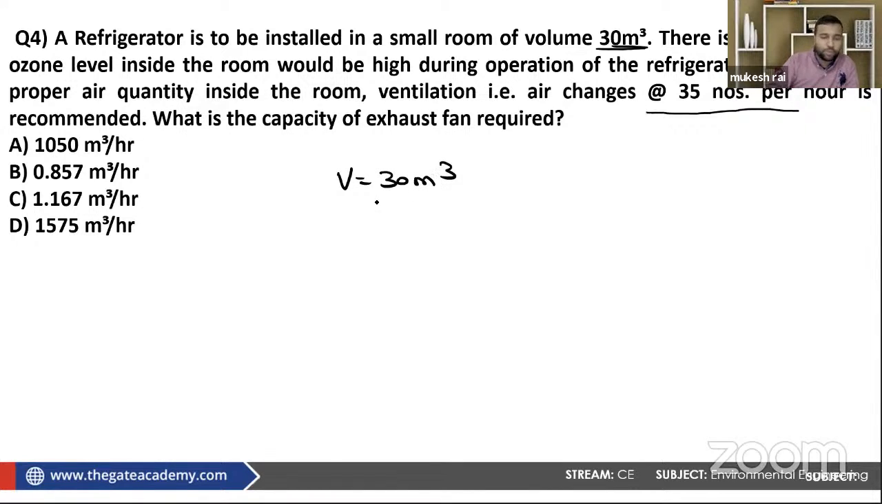We have the volume which will be equal to 30 meter cube. We have the air changes rate, that is 35 numbers per hour. Now we have to find the exhaust fan capacity in terms of meter cube per hour. Now how can we find meter cube per hour?